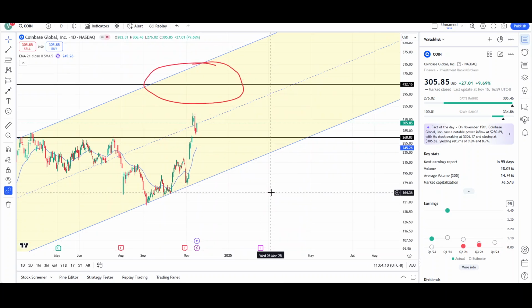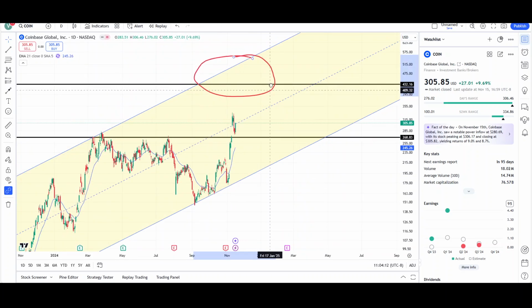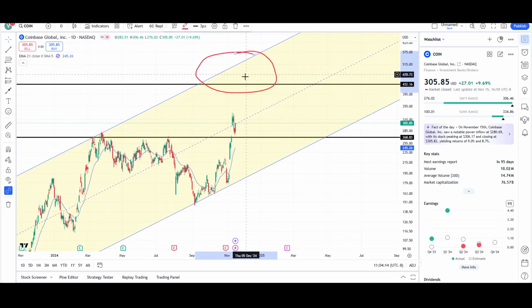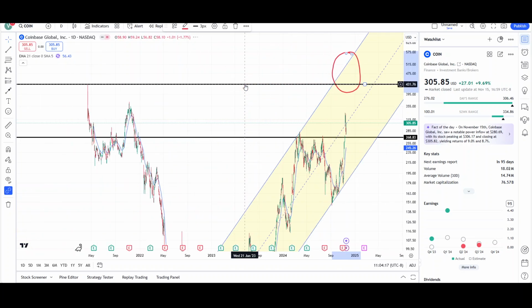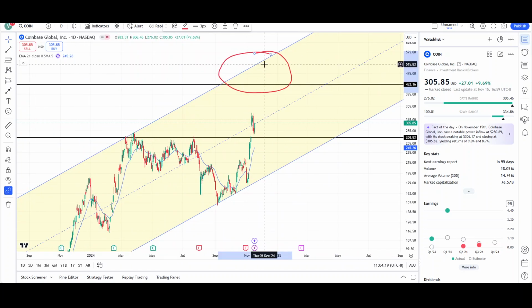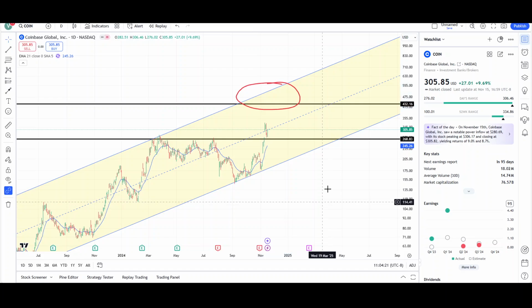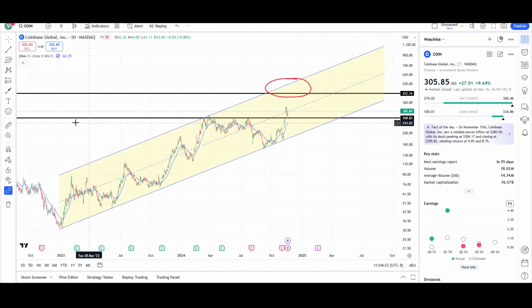And my next target would be the top side of the yellow channel. That's what this red circle is for. So I'm looking for the prior all-time high at the 430s and then probably up to the 500s. So that's where it looks like Coinbase is headed, right? That's market geometry. That is market structure.